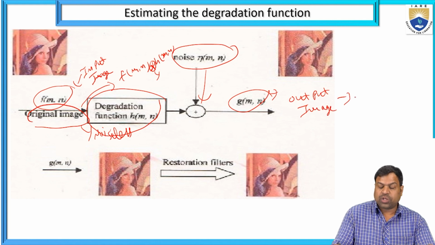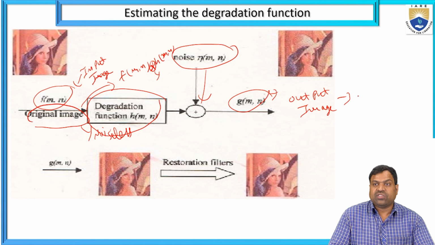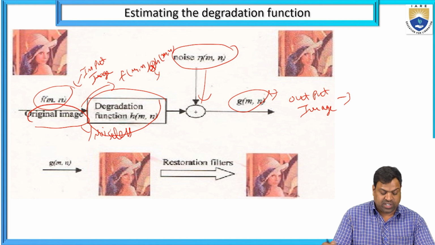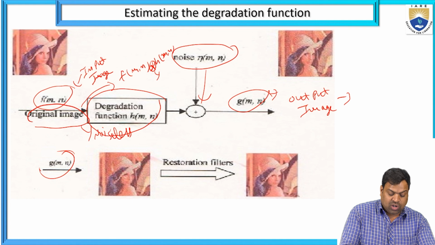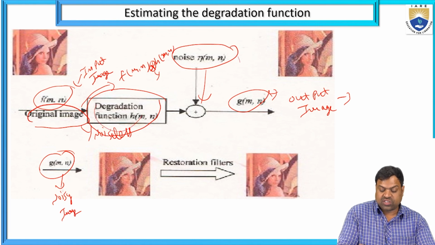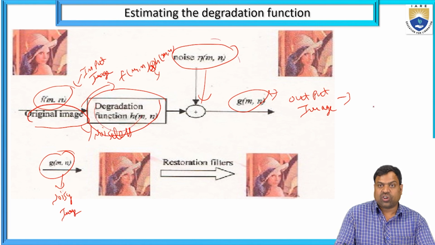So this output image is noiseless if I am using filters. If I am not using filters, and if any blurring is there, we will find out how much blurring is there at the output side. So g of m comma n is the output with noise. Why? Because the input is added to the noise. So the output is a noisy image.